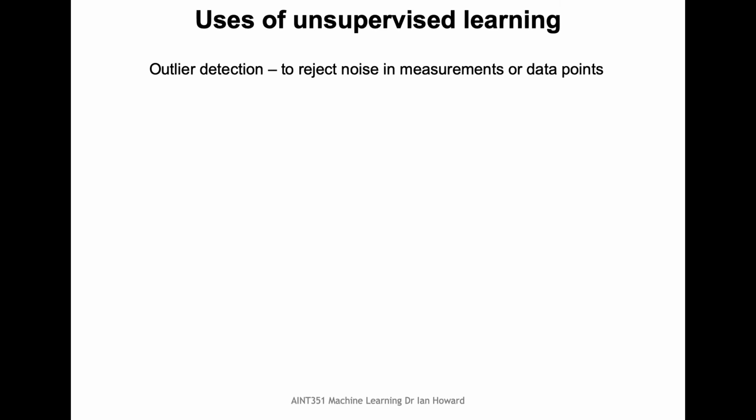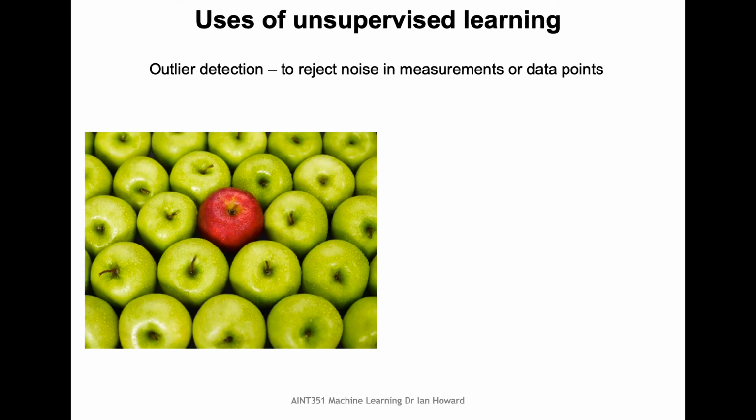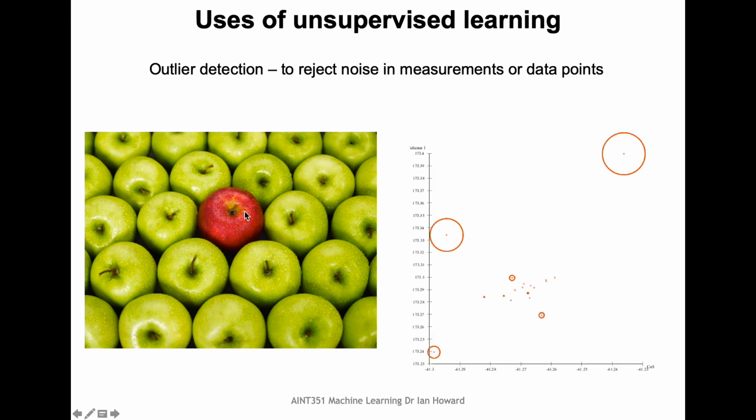Outlier detection is another useful aspect of unsupervised techniques. Basically, imagine looking at a picture like that, and we, with our visual systems, can immediately see the odd one out here is the red apple, right?